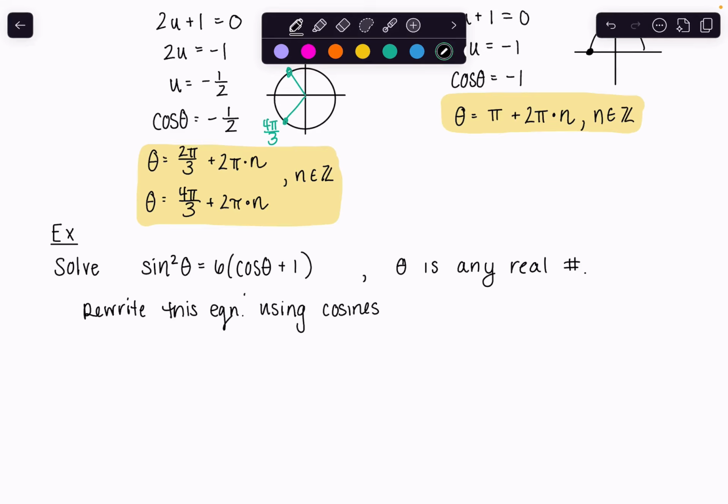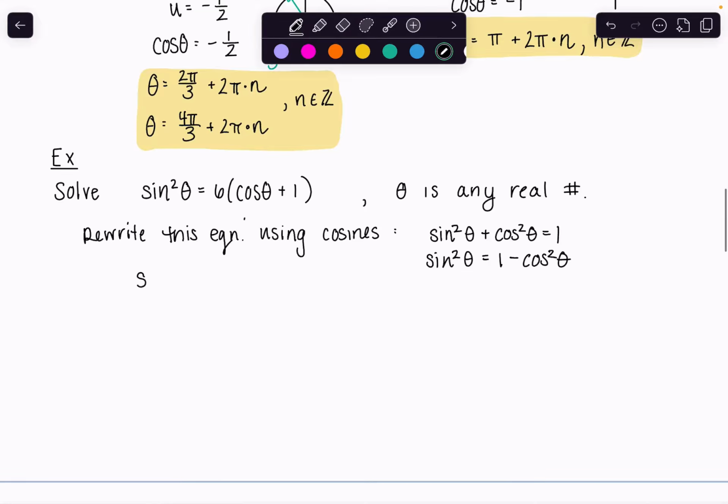So this is where that Pythagorean identity comes into play, because we know sine squared of theta plus cosine squared of theta is equal to 1. So I can write sine squared easily in terms of the cosine function. Okay. So instead of having sine squared of theta equaling 6 times cosine of theta plus 1, I'm going to go ahead and distribute that out at least. That's 6 cosine of theta plus 6. Sine squared we can replace by 1 minus cosine squared.